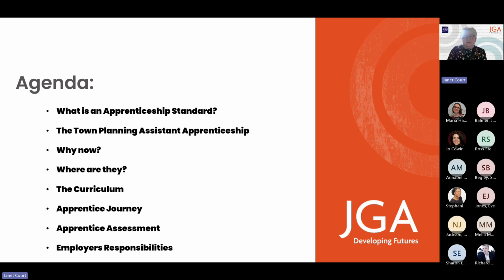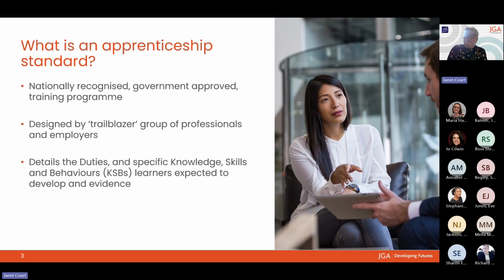Okay, so I'll start off with what's an apprenticeship standard if you've not come across one before. Well, these are nationally recognised government approved training programmes, and they're usually designed by trailblazer groups of professionals and employers. And that's the point. They're not just academic, not just, let's design a course. For the planning one, it's the RTPI, the Royal Town Planning Institute. They got together a group of professionals and employers, and that could be local authority, civil service, and private sector employers, and said, what is it that you need in town planning? What do you need? So that's how it starts. That's why it's written the way it is, because it's said to be the need that you individually have.